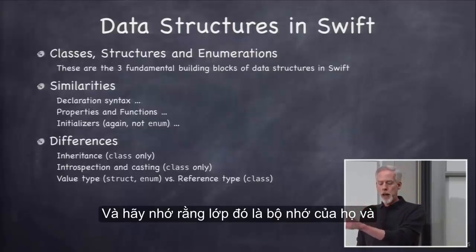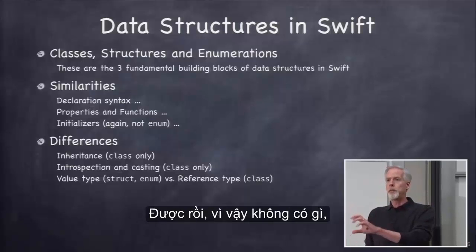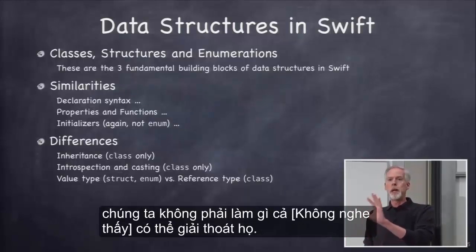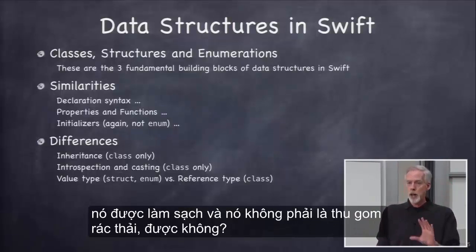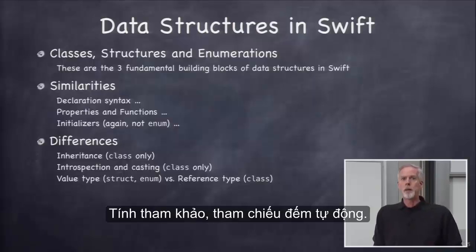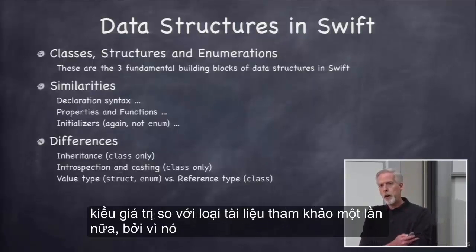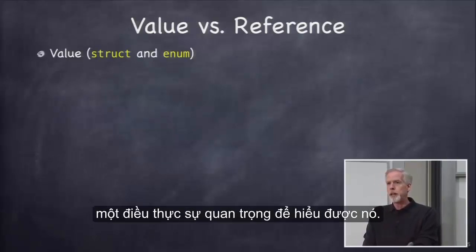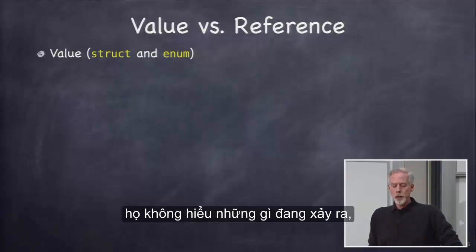And remember that classes, their memory in the heap is managed for us. So there's nothing we have to do to alloc and free them. We create them when we want, and when no one's using it, it gets cleaned up. And it's not garbage collection, okay? It's reference counting, automatic reference counting. But I want to just have a slide on this value type versus reference type again, because it's a really important thing to understand, because people get confused writing the code and they don't really understand what's going on.